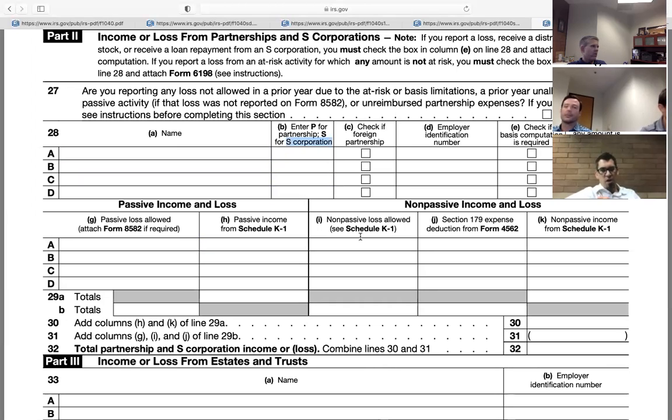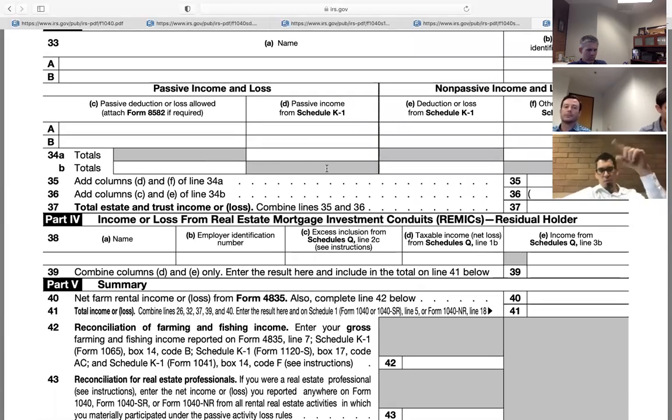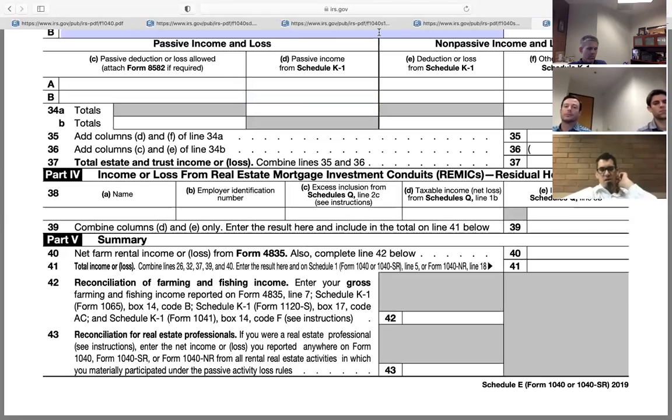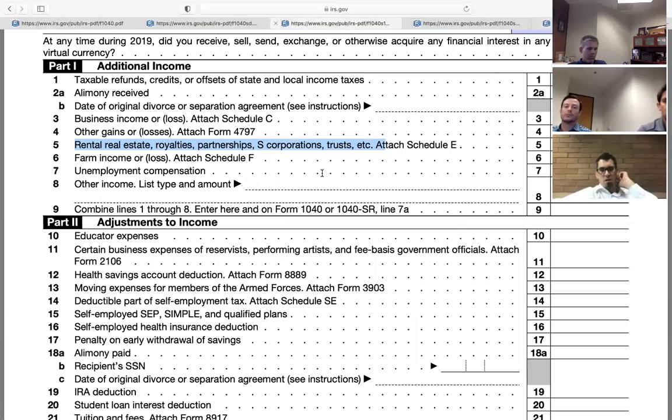If they show a loss, it might not be an actual cash flow loss, because they may have just had a ton of depreciation, but it was distributed out as a loss. So that's why you need to go back to the original return. You've got to go back and look at the partnership and S corp to really analyze that. So this will total the rents, and the K1s will total here, and then that lands on this line right here. This will be all of that lumped in together.